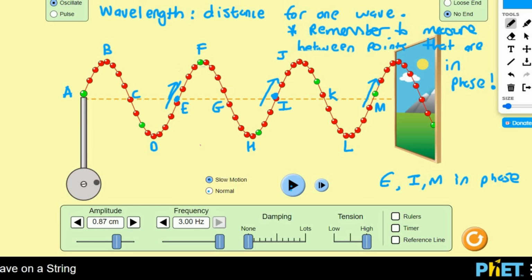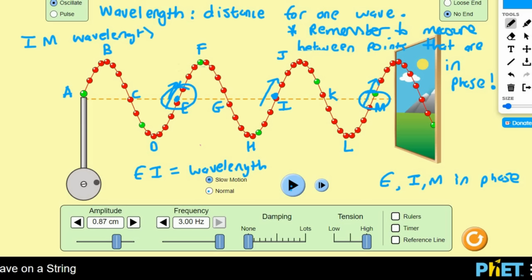One wavelength is when you connect, for example, E and I. E and I is a wavelength, or you could connect I to M, and that would also be a wavelength. But if you had to connect all the way from E to M, that is not one wavelength, that would be two wavelengths. So from E to M is not a wavelength. A wavelength must be in phase, so it means that they must be doing the same thing, but it must be the two that are next to each other that are in phase.